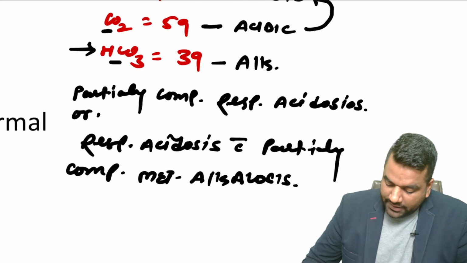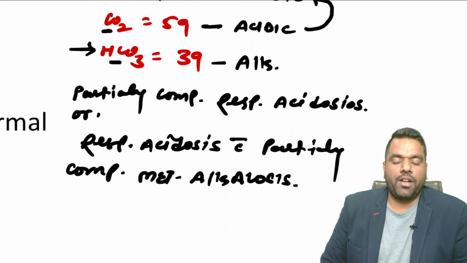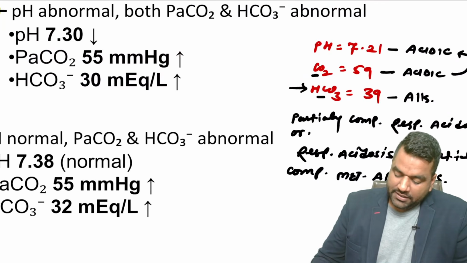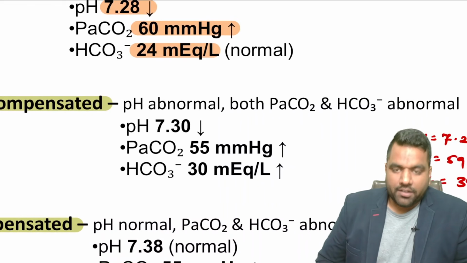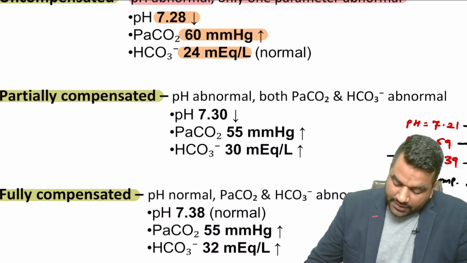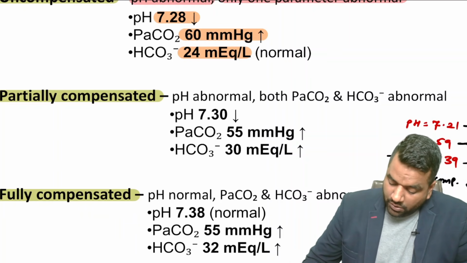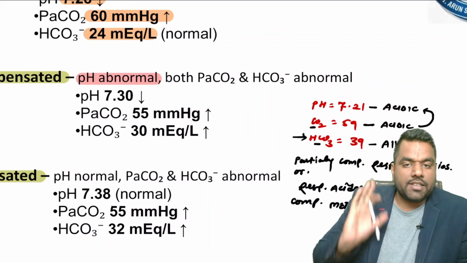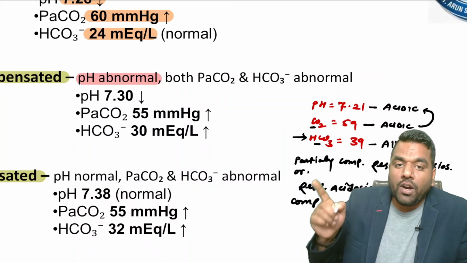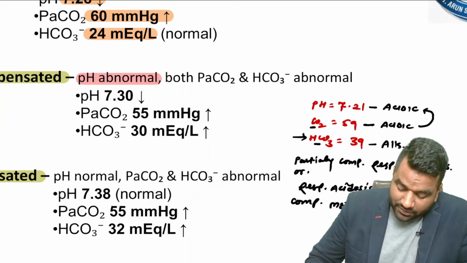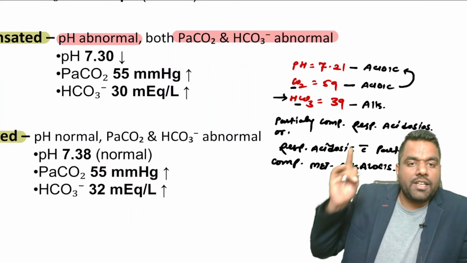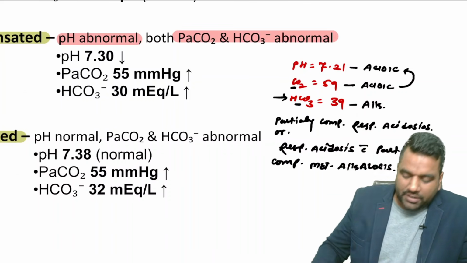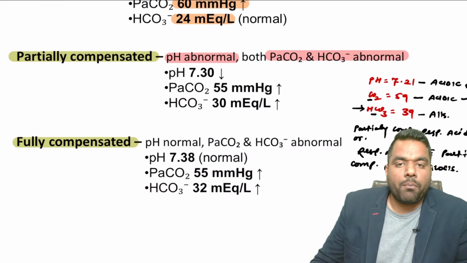I hope now you can easily understand the meaning of partially compensated and the meaning of uncompensated. So here you can see in this part that for partially compensated, as we discussed just now, the pH should be abnormal, which we saw just now. The pH is abnormal. Both PaCO2 and bicarbonate should also be abnormal, right? So here we can see acidic, alkaline, both are abnormal. So this is partially compensated.